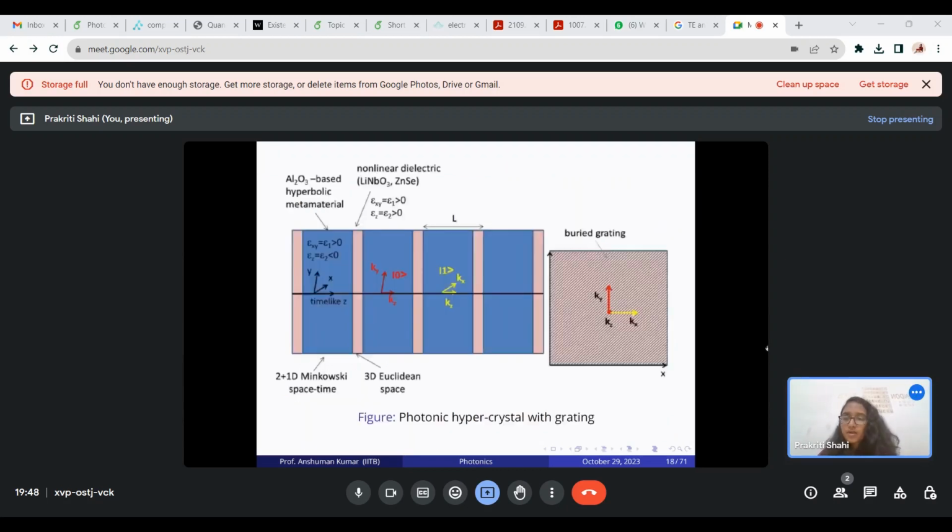As you can see, there's an alumina based hyperbolic metamaterial separated by thin layers of nonlinear dielectric medium, lithium niobate. And in the hyperbolic metamaterial, we have a buried grating, which is actually at a 45-degree angle to both the x and y axes in the xy plane. Since we use the direction of propagation of our light, that is either kx or ky, to encode the bits 1 and 0, this buried grating can be turned on and off to control the optical bit mixing.